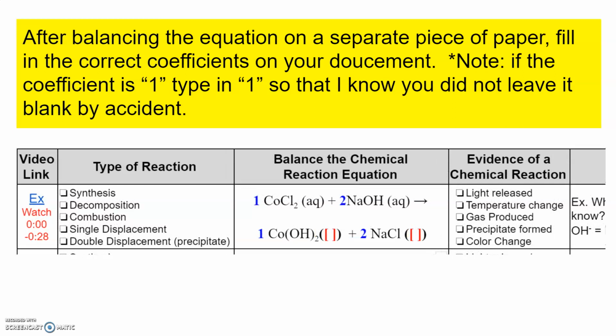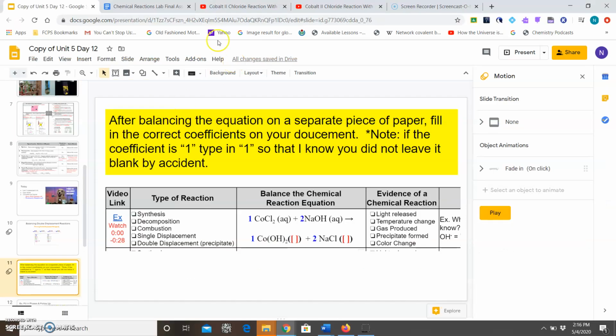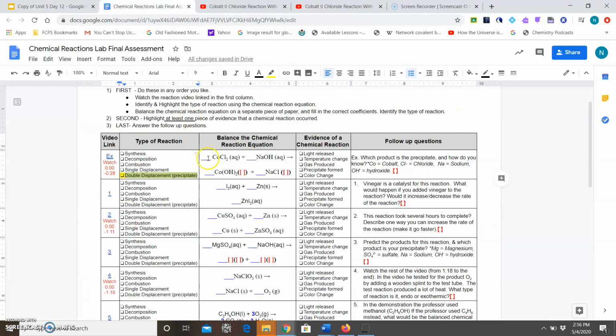Okay, so that's the next part that we'll do, is to type it into our equation. So let's go ahead and type in a 1, I had a coefficient of 2, and this one was a 1, and then here we have a 2. Okay, so that part's good.